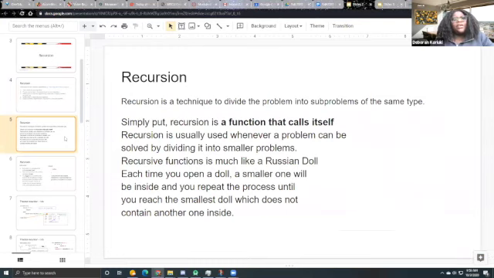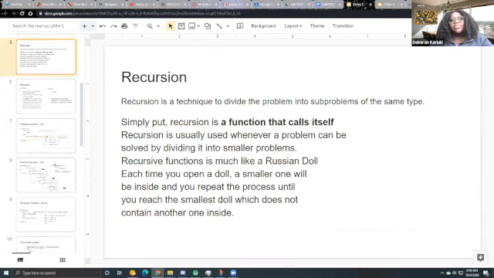So recursion is a technique to divide a problem into sub-problems of the same type. Simply put, a recursion is a function that calls itself. We use the word function, and we could say procedure; procedure, method, function are the same thing. So it's a procedure that calls itself. Recursion is usually used whenever a problem can be solved by dividing it into smaller problems. A recursive procedure is much like a Russian doll. Each time you open a doll, a smaller one appears.